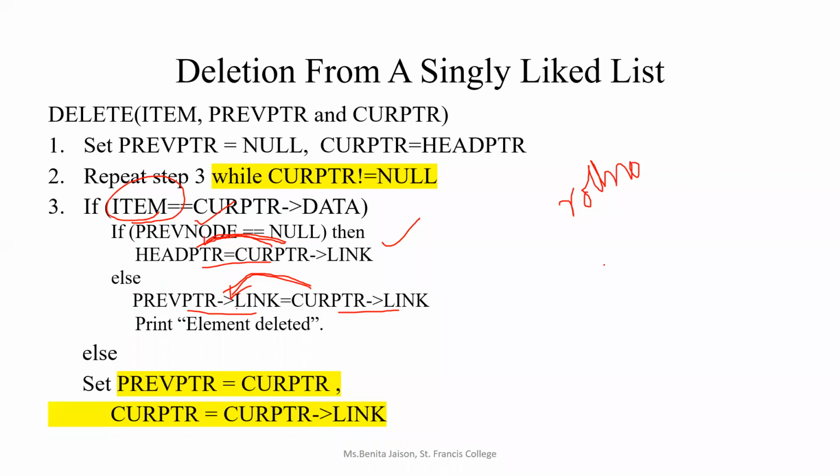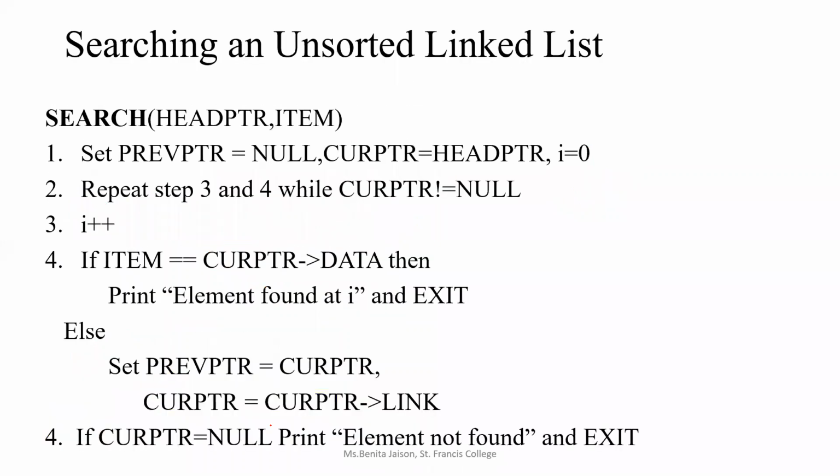That means if the node to be deleted is present in any other node other than the first node, we will be copying the current pointer link into previous pointer link. And in the else part of this, we have kept the traversal algorithm, previous pointer equal to current pointer and current pointer equal to current pointer link.